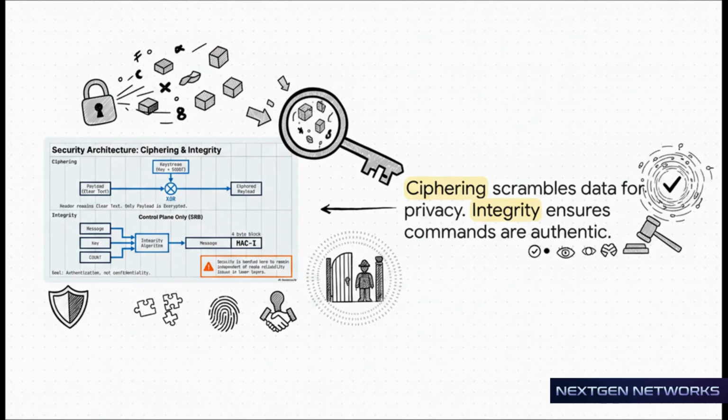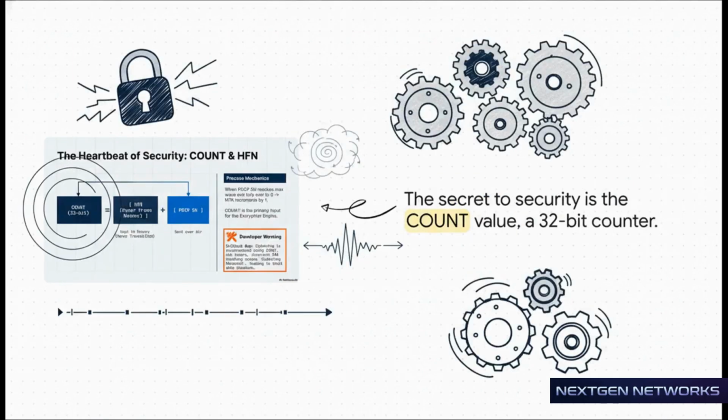That's all about authenticity. So how does it make sure the encryption is always unique for every single packet? Well, the secret sauce is this thing called the COUNT value. Just think of it like a totally unique serial number for every packet that goes out. It's made by combining a public part, the sequence number that just ticks up with every packet, and a secret part, the hyperframe number. Put them together, and you get this unique heartbeat for the security engine. It guarantees no two packets are ever encrypted the exact same way.